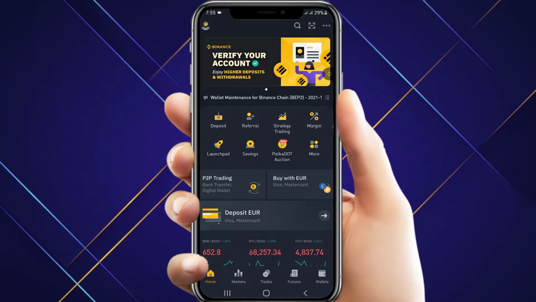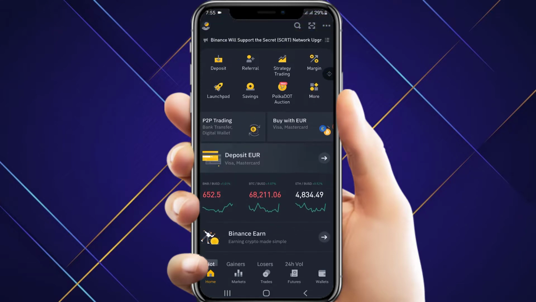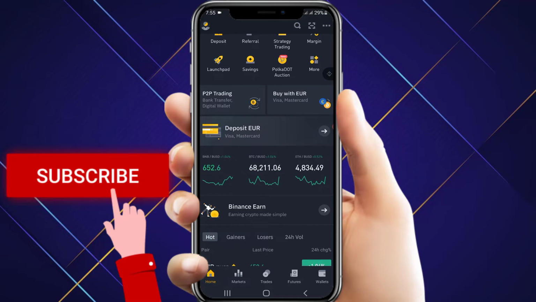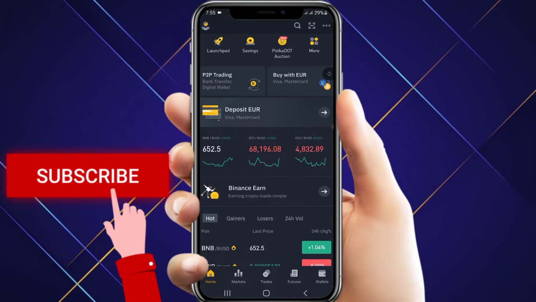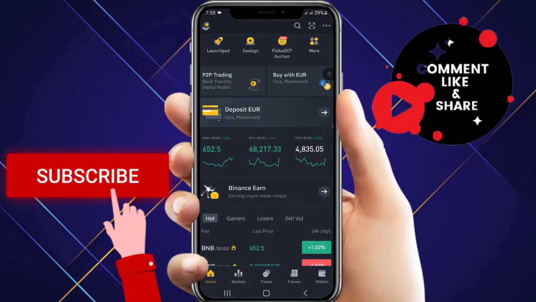First of all, you need to open the Binance mobile application, then sign into your Binance account. Once the sign in is completed, this is the home page of the Binance mobile application. In here you can see the current price of Bitcoin is 68,211, the BNB price, the Binance coin price, is 652, and the Ethereum price is 4,835.